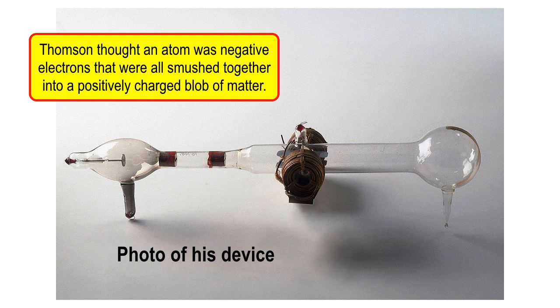He said these cathode rays, I think that they're little tiny particles, and I think that they're part of an atom. Nobody had really figured out what atoms were, and they hadn't really proven that atoms existed. They thought that they existed. They had lots of evidence, but it was these experiments that really proved what an atom is and what its structure is. And so he thought that these electrons were all kind of smushed together into a big blob of positively charged matter.